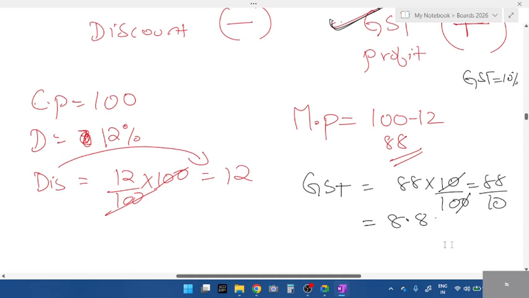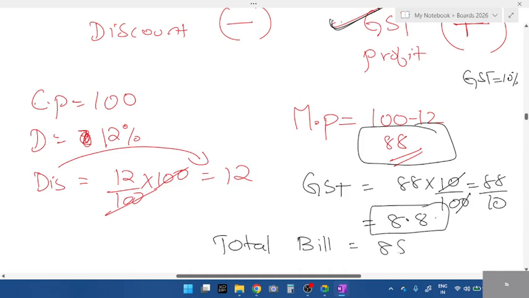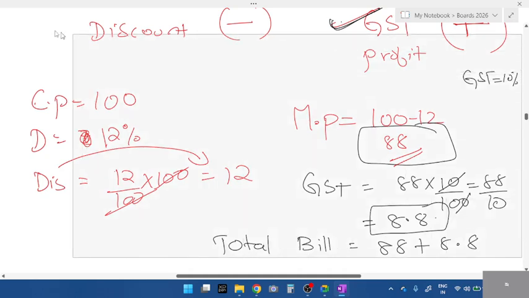This is the GST amount, not the total amount. How do you find the total bill, students? Total bill. Which one do I have to take, cost price or mark price? I need to take the mark price. 88 plus 8.8. So make sure your GST calculation is the last one. So that becomes 96.8 rupees. Then apart from this, what else do we have? Or do you have doubts in any calculation?